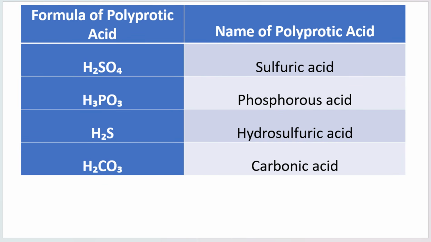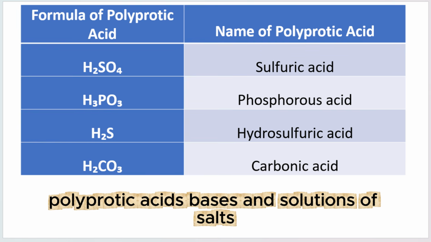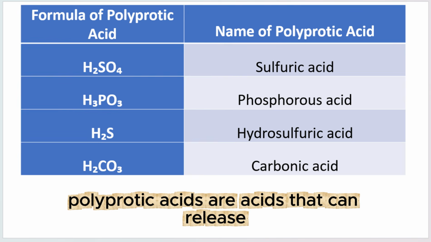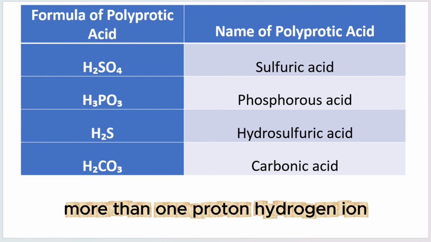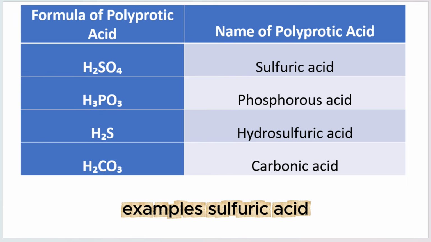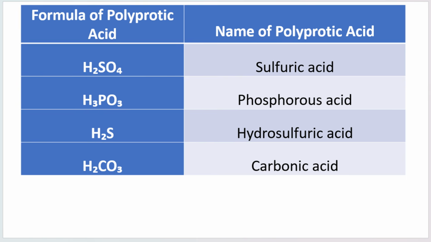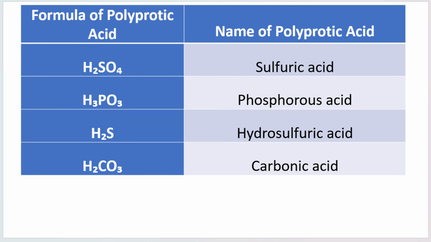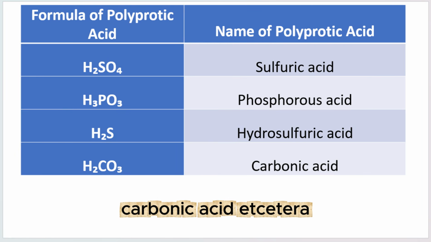6.0. Polyprotic acids, bases, and solutions of salts. 6.1. Polyprotic acids. Polyprotic acids are acids that can release more than one proton, hydrogen ion. Examples: sulfuric acid, phosphorous acid, hydrosulfuric acid, carbonic acid, etc.